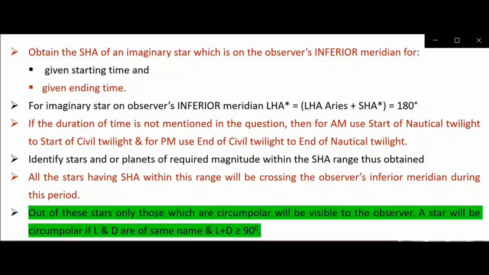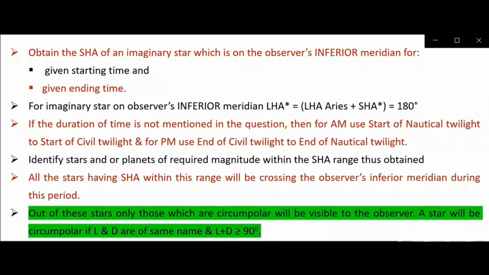Now, here comes an important change. Out of these stars, only those which are circumpolar will be visible to the observer. Because when celestial bodies cross the observer's inferior meridian, they shall be above the observer's rational horizon only if they are circumpolar. Otherwise, they will be below the horizon. So only those stars and planets which happen to be circumpolar shall be visible if we have to ascertain the visibility issue.